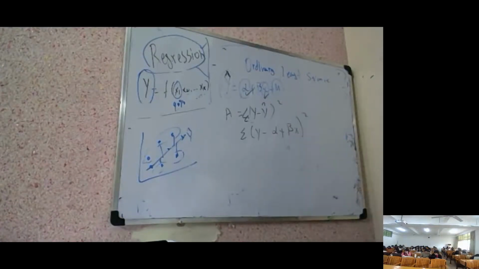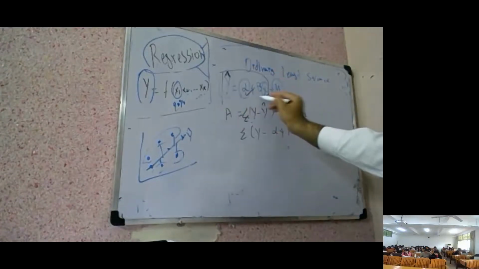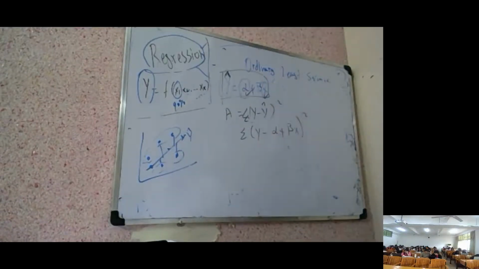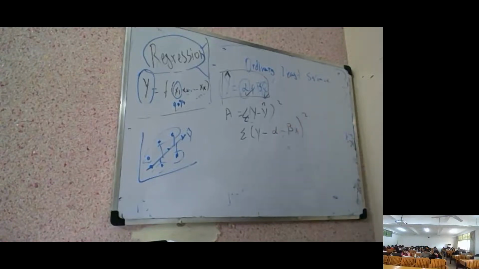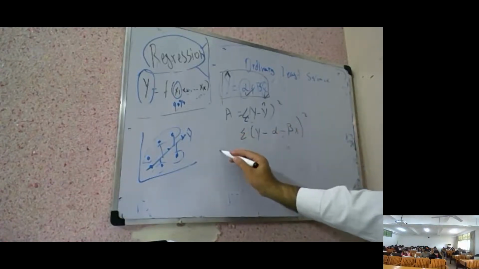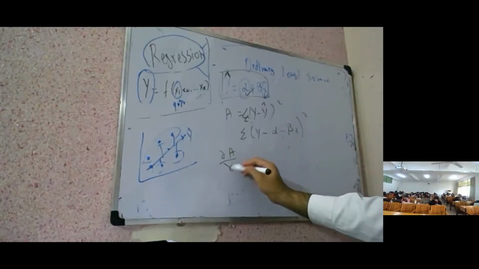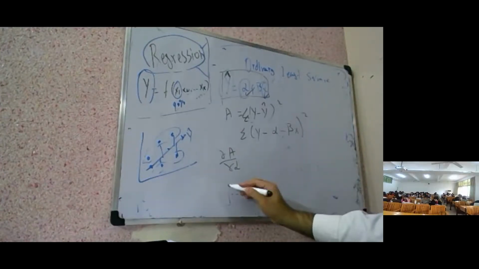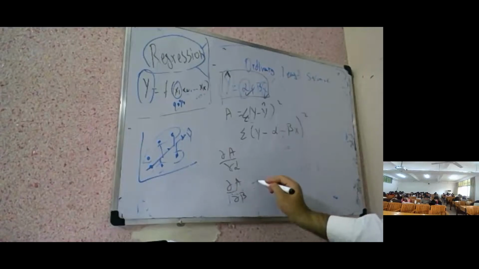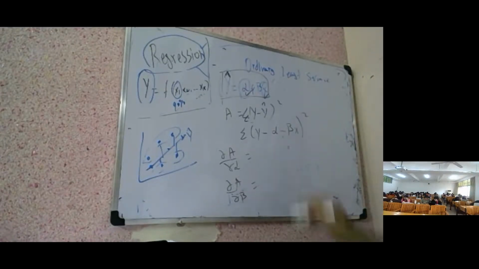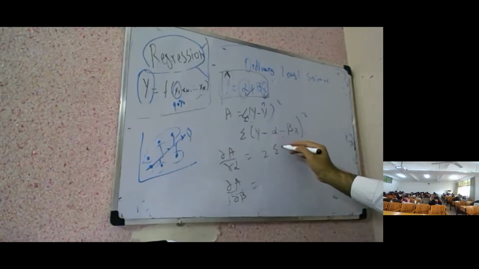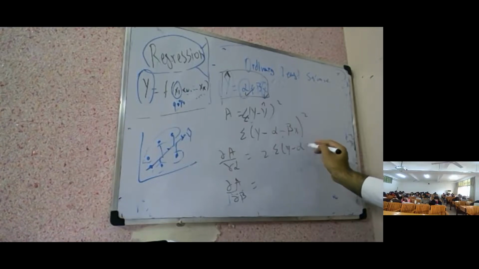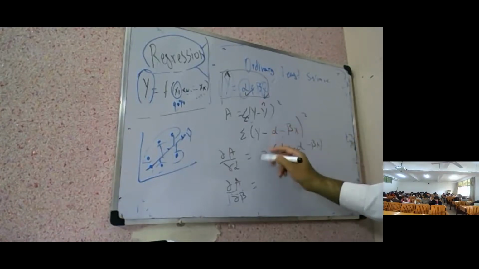Okay, because we know y hat is this one. Yeah, that's right. So if we put minus here, it will also give me minus. So that's the equation. Now what I have to do is the partial differentiation. You already know how to do that. So first with alpha, then with beta. So with alpha, I get 2 here, sum of y minus alpha minus beta x, and then minus alpha means minus 2.